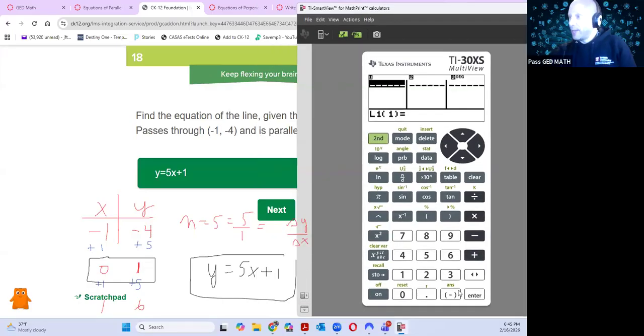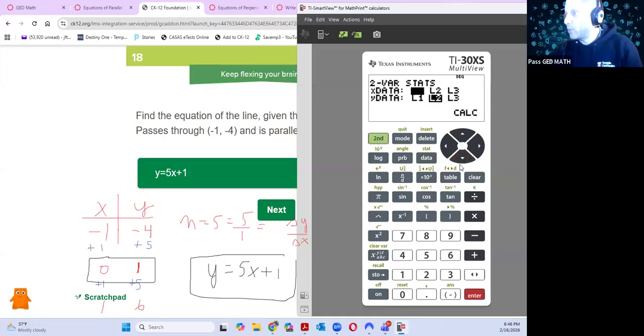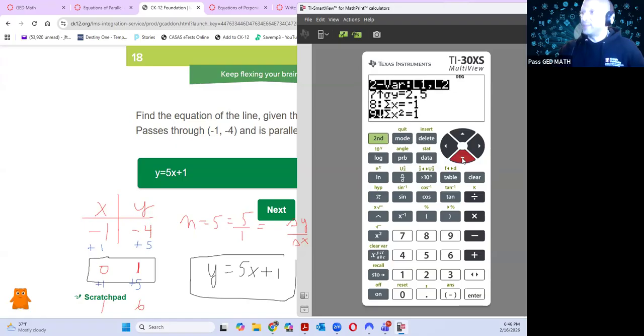So I got 2 points. My x is -1, enter, 0, enter. My 2 y's, -4 and 1. Hit my right arrow, -4, enter, 1, enter. Second, data, 2 variable, calculate. Say it, do it. Scroll down till I see A and B. My slope is 5, my y-intercept is +1. Y equals 5x plus 1. Easy money. I can't say it any simpler than that.